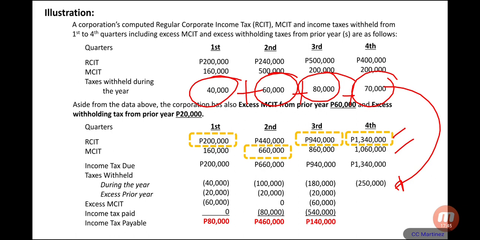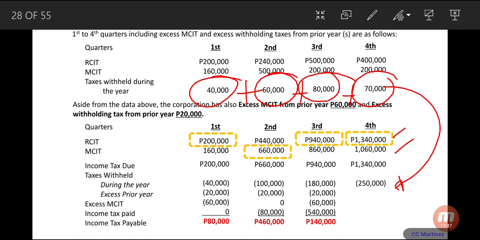So, magkano yung excess taxes withheld natin? Excess prior year. So, di pa rin nagbabago. 20,000.